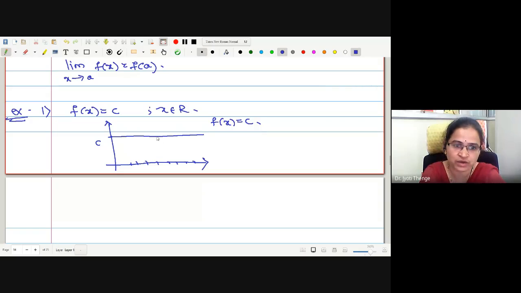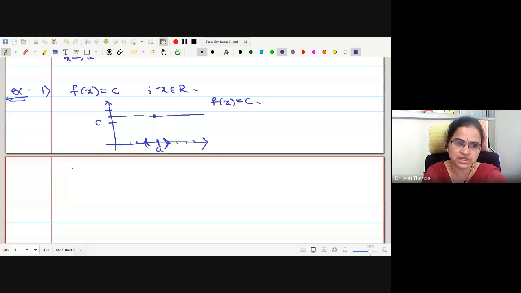Now let us check. Let me take any point, say a. Let me draw an epsilon neighborhood around the point. Then here is f of a, that is c. Therefore, if I make some smaller epsilon around this point, c minus epsilon to c plus epsilon, then the delta I can find very easily. We'll go according to the definition. What the definition says is that whenever mod of x minus a is less than delta, it will imply mod of f of x minus f of a is less than epsilon.